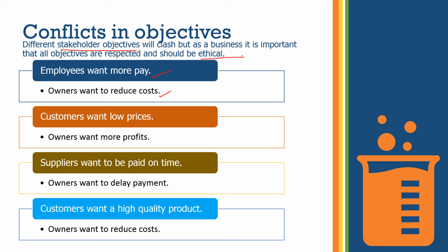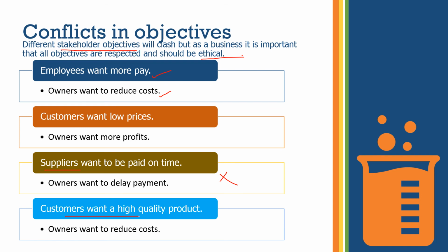Suppliers want to be paid on time. Owners want to delay payment to make sure that everything else is paid off before they pay their suppliers. But this can cause a lot of trouble sometimes, because if you keep delaying payments to your suppliers, then your suppliers will start to produce really terrible quality products or materials for you, and you are going to start losing customers.